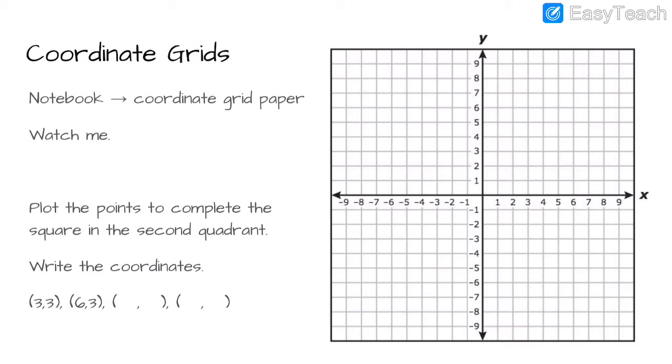All right, so this one, we're going to kind of work at it together, mostly like we've been doing. But we need to, it says plot the points to complete the square in the second quadrant. So the first thing we're going to need to remember is that we're making a square. The second thing is that we're working in the second quadrant.